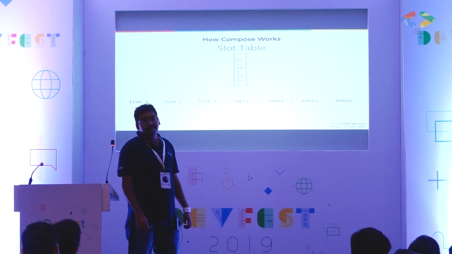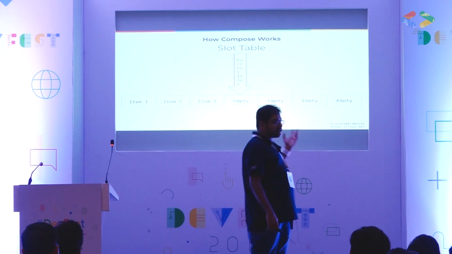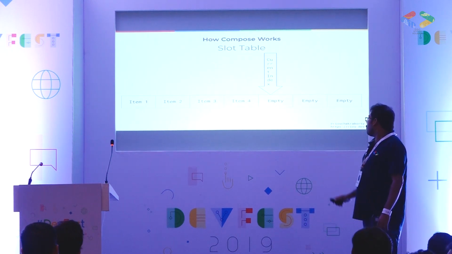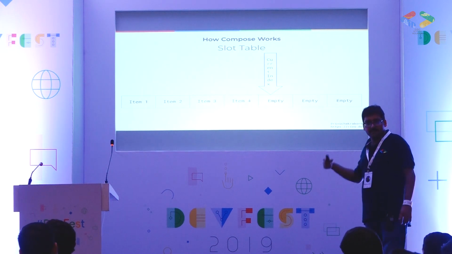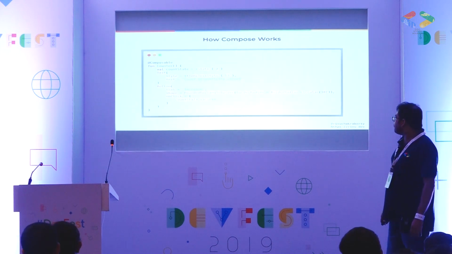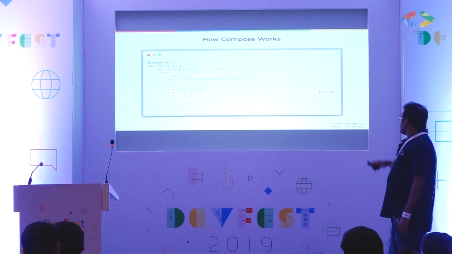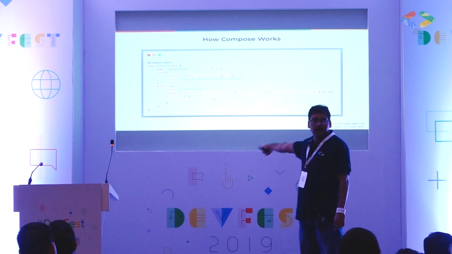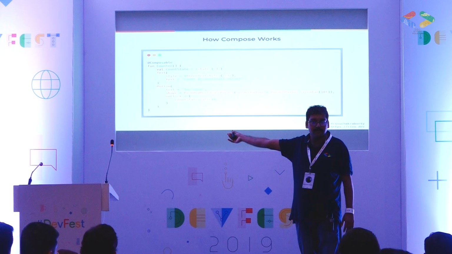That's how a slot table looks. So we now have an index, the current index. Whenever an item is inserted, the index is shifted. So let us now understand how this will be compiled or how this will be executed.